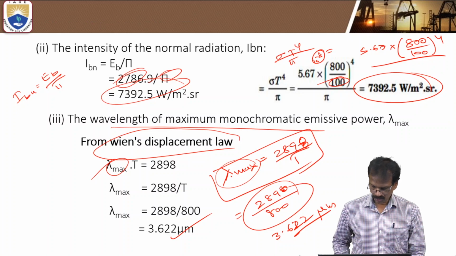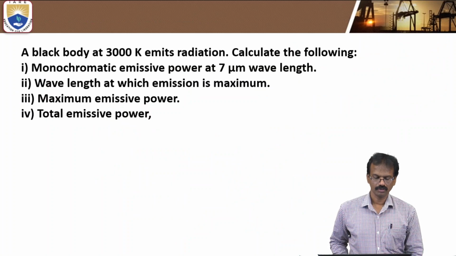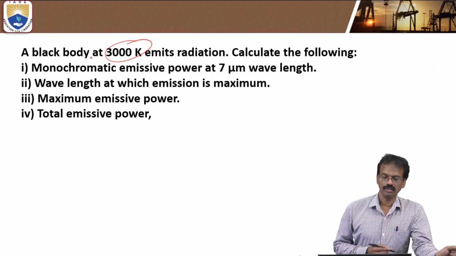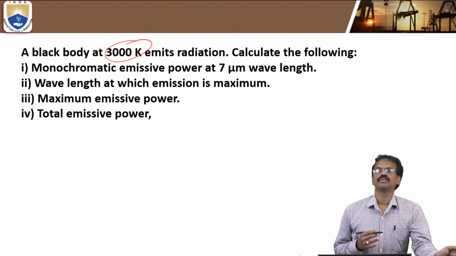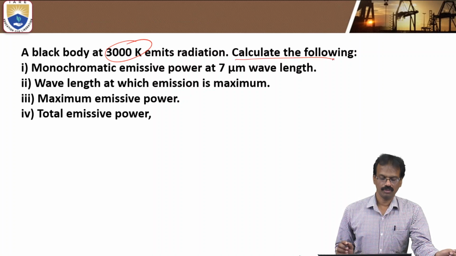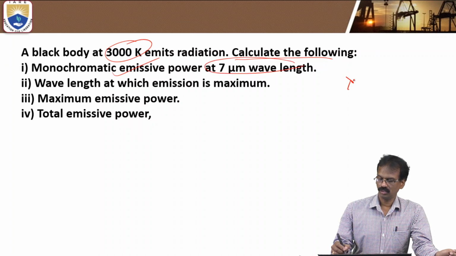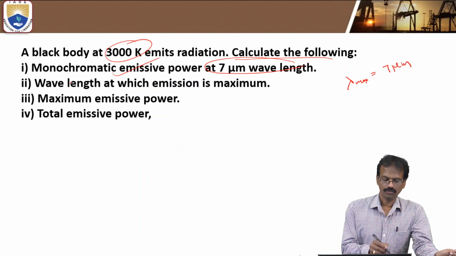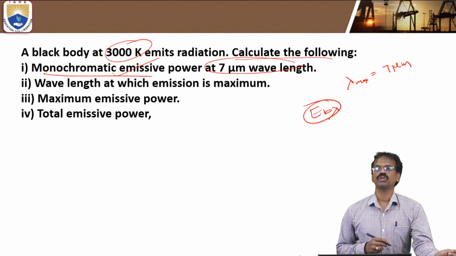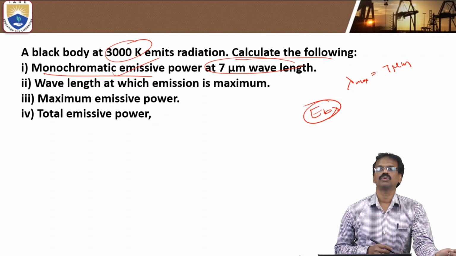In this way, you can solve the different numericals also. Next one, we'll see a black body. The temperature of that black body is 300 Kelvin, and it emits radiation. You have to calculate the following. The first one is the monochromatic emissive power at a particular wavelength, lambda equal to 7 micrometers. E_b shows the total emissive power, and E_b lambda shows the monochromatic emissive power.